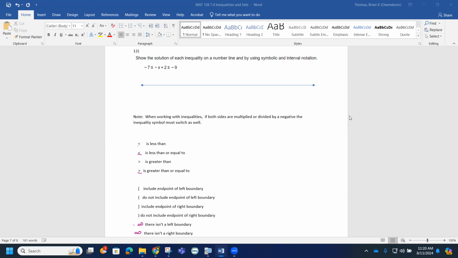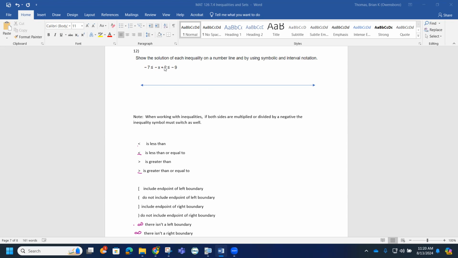One of the things is this is what's called a compound inequality. Notice how the variable is between two boundaries. So this kind of tells me we've got two boundaries going on here. One of the easiest ways to do this is to rewrite this as two separate inequalities.